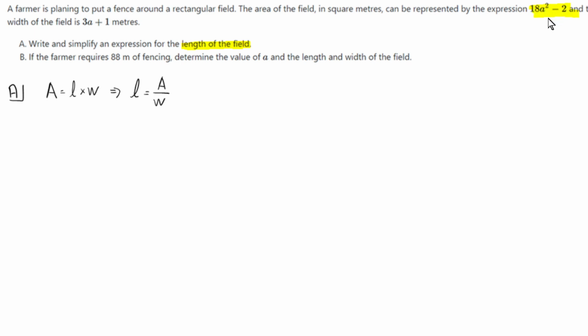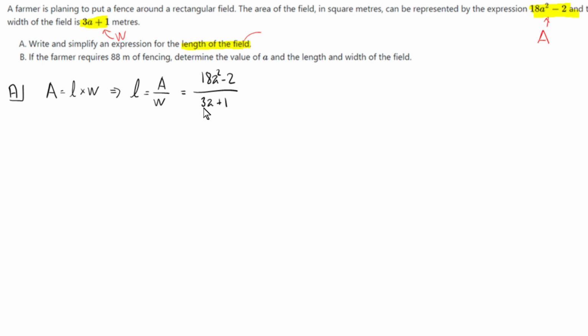So this here would be our A, the area, and the length of the field, that's what we're looking for, the width of the field right there, that's our W. So we just plug in those expressions. So area was 18a squared minus 2 divided by the width, which is 3a plus 1.